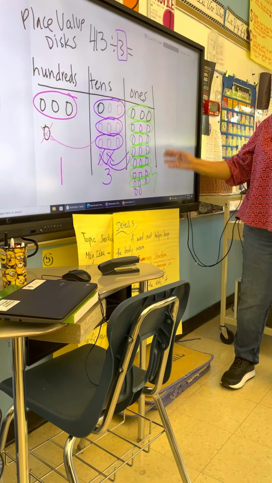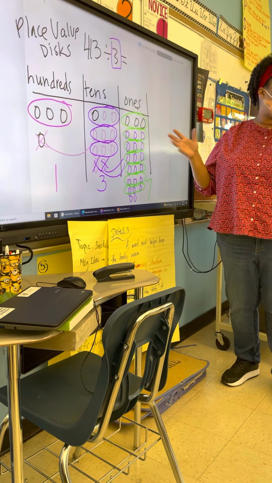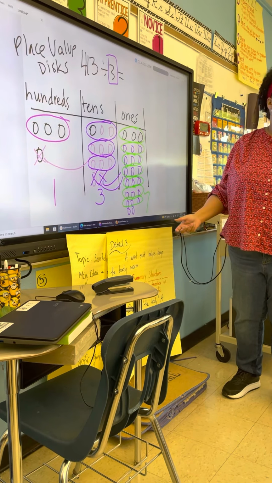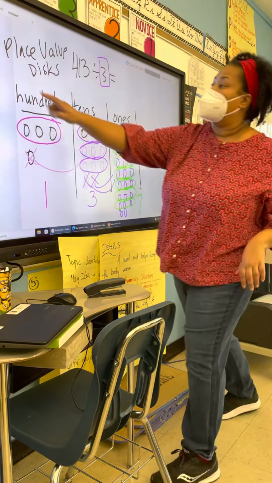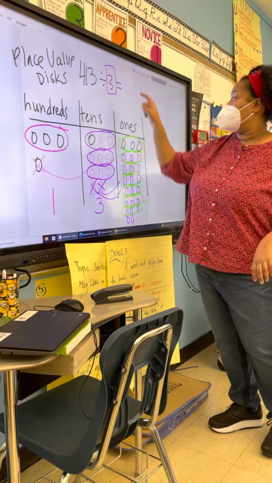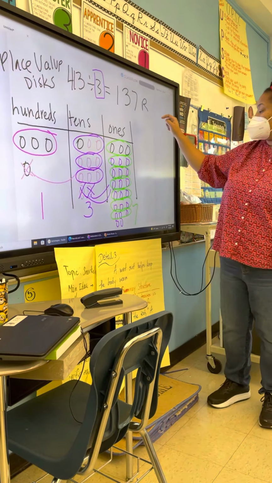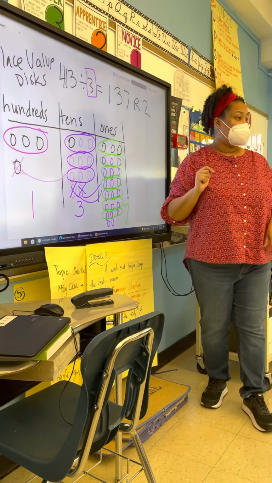I've got 2 more. I don't have any other place values I can regroup with that. I'm only working with whole numbers right now. So my remainder is going to be 2. So my answer is going to be 137 with a remainder of 2. And that's it.